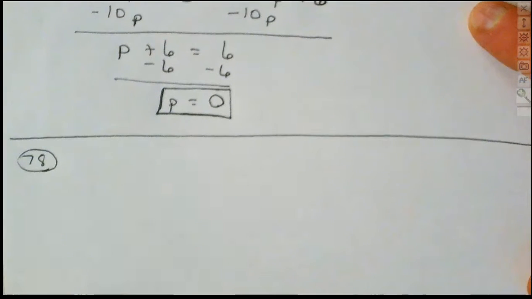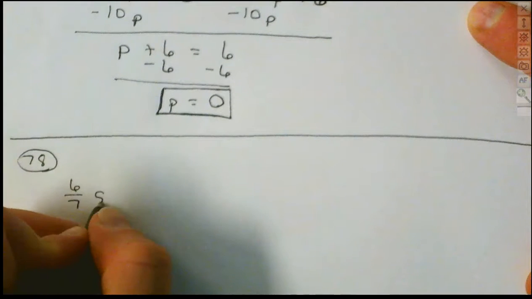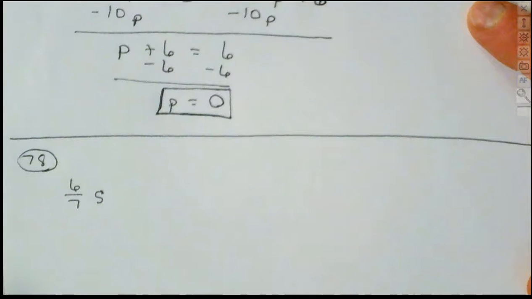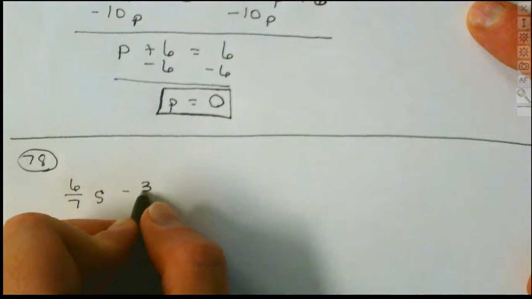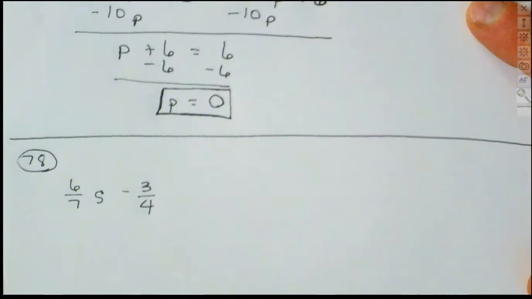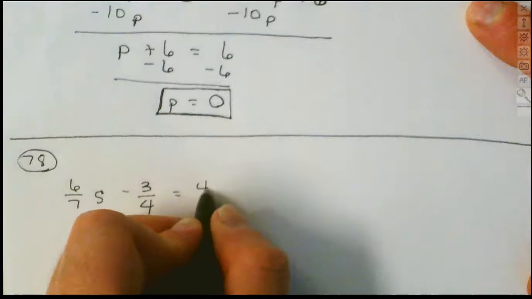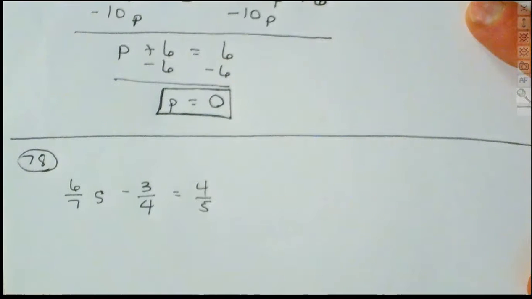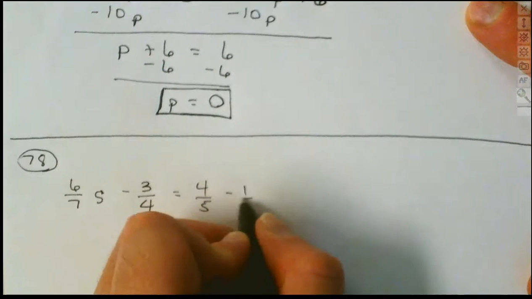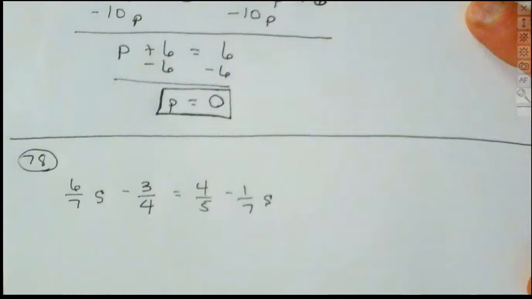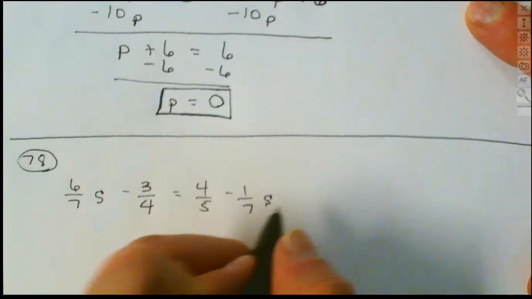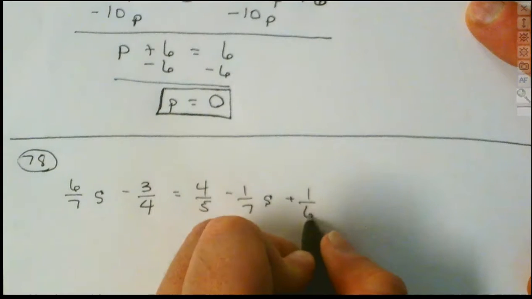And number 78, we've got 6/7 s minus 3/4 equals 4/5 minus 1/7 s plus 1/6.